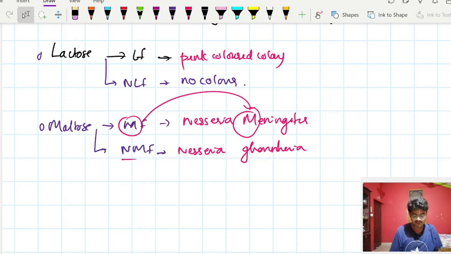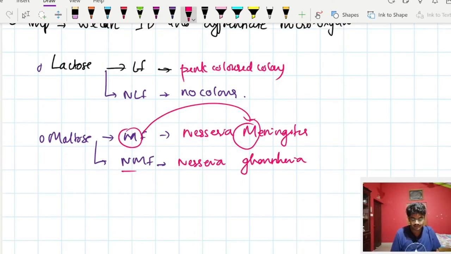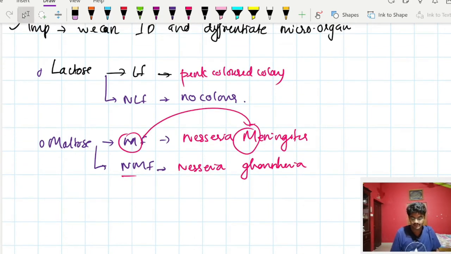So you see, for example, if a bacteria is lactose fermenter and non-lactose fermenter, we can identify. If it was producing pink color, then we can identify it as a lactose fermenter. And if it was a non-lactose fermenter, there will be no color. And within the same species, we can identify different strains of the same species. For example, if it was Neisseria meningitis, it is a maltose fermenter, and if it is Neisseria gonorrhea, it is a non-maltose fermenter.